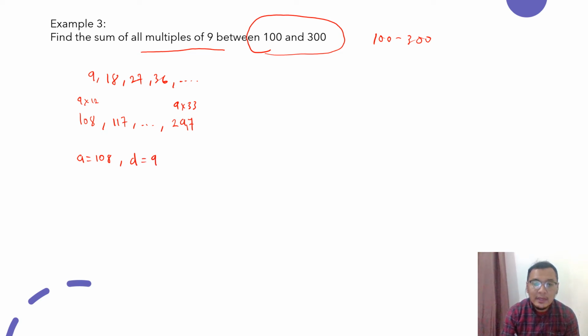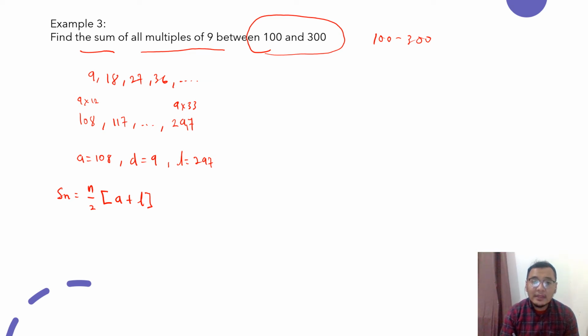The difference between T2 and T1 is 117 minus 108, which is 9, and the last term is 297. Okay, so which formula do we need to use to find the sum based on the information that we get? The first formula or the second formula? Second formula, that's correct, which is Sn equal to n over 2 bracket a plus l.